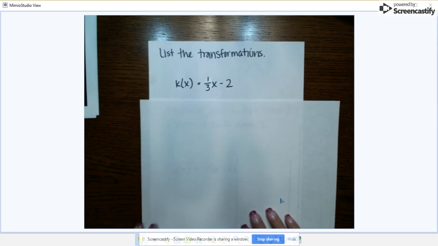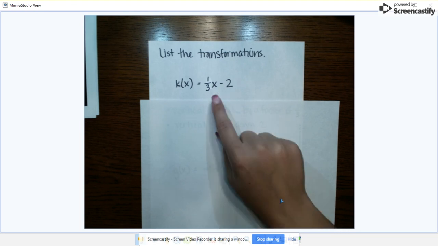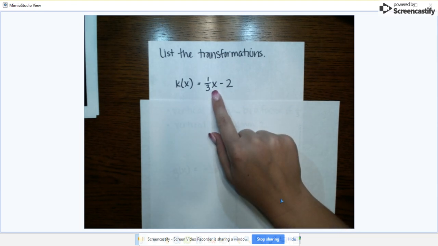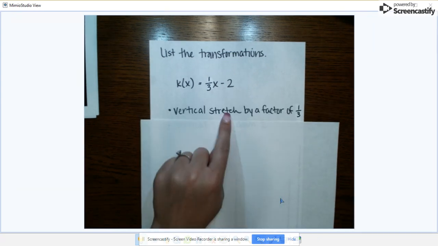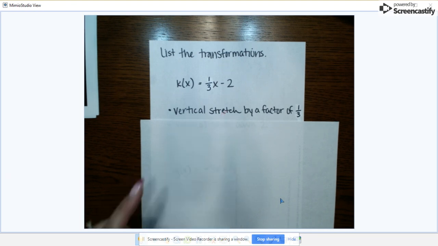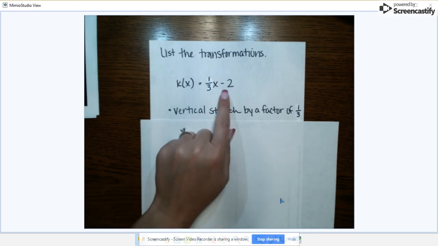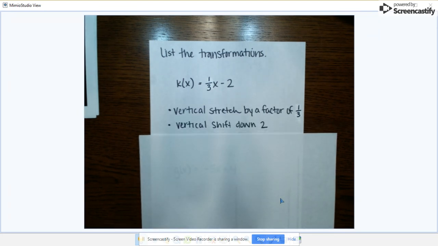Okay, here this function is a little more complicated, or it appears to be, and we're not going to graph this time. We're only going to list based off of the equation. So here we have a constant multiplied in front of our x. It is between 0 and 1, which means it's a vertical compression. That should say compression. That's my error. Okay, vertical compression by a factor of 1/3. And the minus 2 on the end means that we're shifting down 2 units.